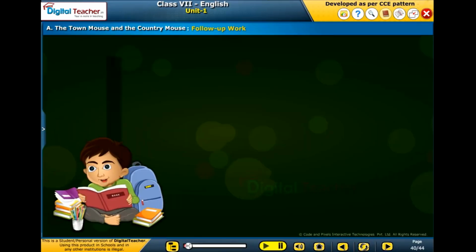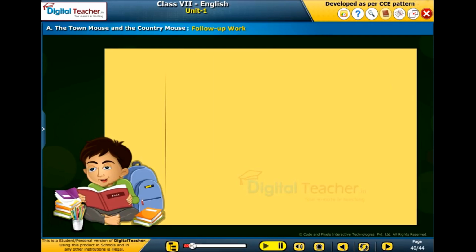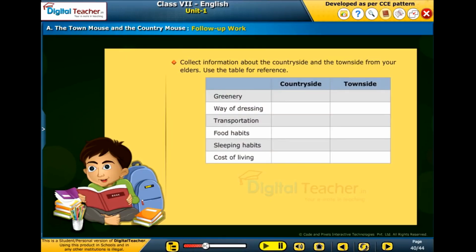Follow-up work. Take up the following activities. Collect information about the countryside and the town side from your elders. Use the table for reference. Talk to your friends about your favorite place and tell them why you like it. Get to know about their favorite places.